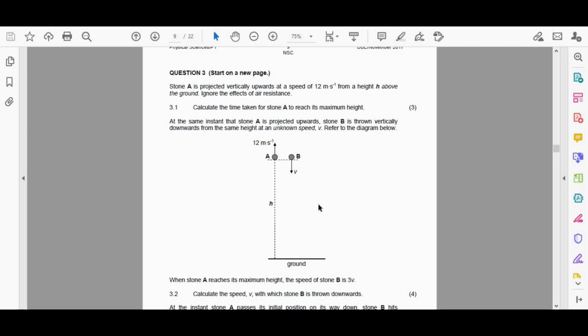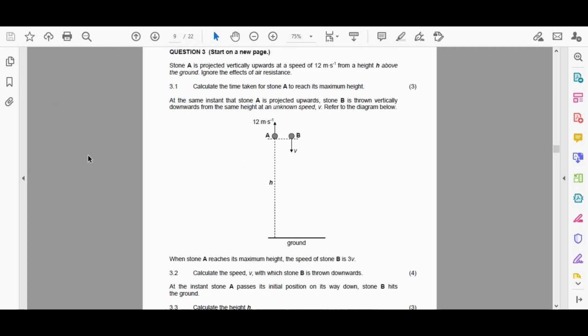In this question, stone A is projected vertically upwards, as we see in the diagram, at 12 meters per second from height h above the ground. Ignore the effects of air resistance. 3.1 says calculate the time taken for stone A to reach its maximum height. So let's attack that question first. It's a simple 3 marks. I'm sure that we can nail this question. Let's go have a look at it and engage with it, and then we'll come back to have a look at the solution.